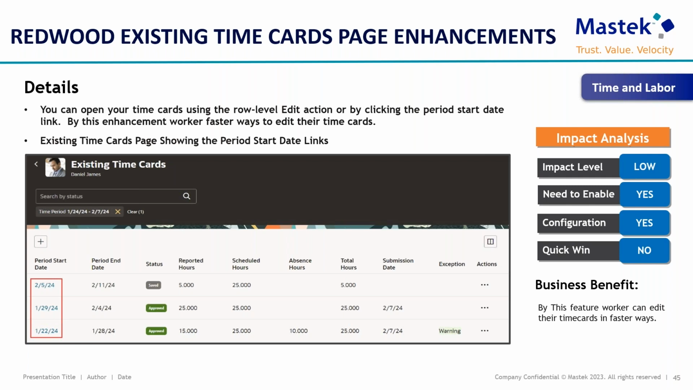This particular page did not have too many changes as of right now, but Oracle has tried to enable the period start date as a hyperlink for employee to use, so that once employee comes inside the existing time card page, they can just select on a date and system will be able to get them inside that specific time card. Rather than clicking on action and edit the time card, they will be directly able to redirect themselves through the date.